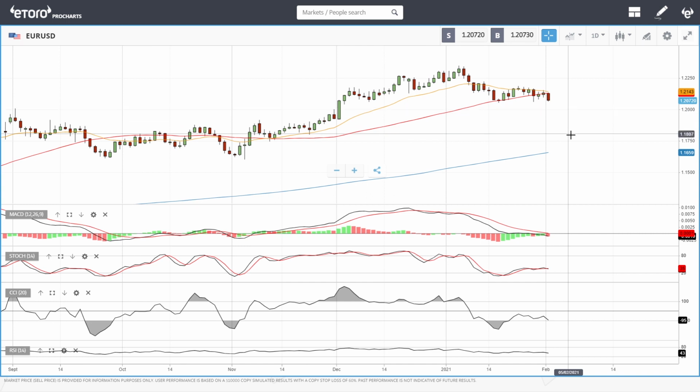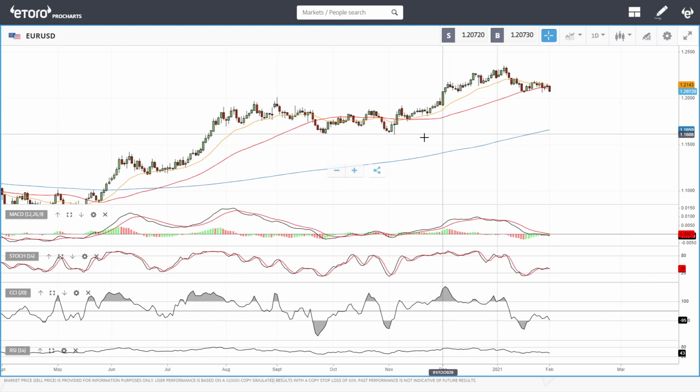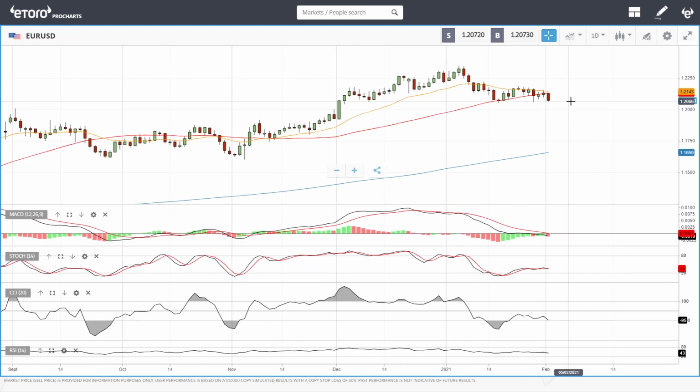If this breaks, we're most likely going to 12.00. And after that, we are going all the way down to 11.75, give or take, just above the 200 moving average. Yes, if the US dollar continues to appreciate, that will basically weigh on this currency pair and it will go lower. So this area here is going to be massive support.